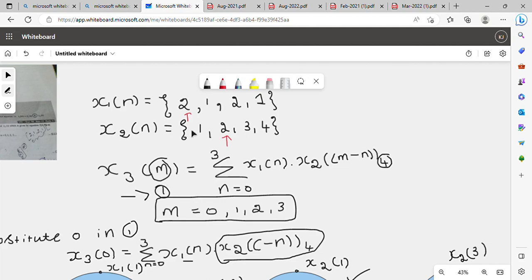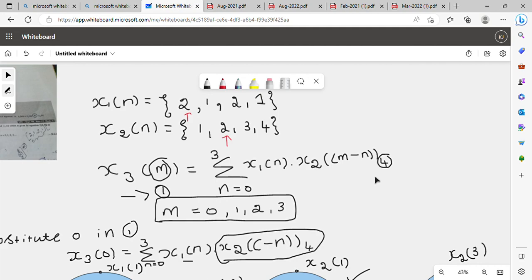the summation of n is equal to 0 to 3. Why n is equal to 0 to 3? Because it's my 4-point DFT, and the summation for my 4-point DFT runs from n is equal to 0 to 3. So this is n is equal to 0 to 3, right? And here it is x1 of n into x2 of (m minus n) modulo 4. What is 4? 4 is my 4-point DFT. So that is what is represented in the modulo.